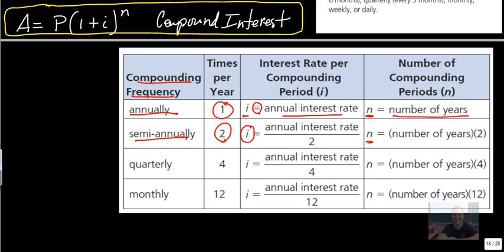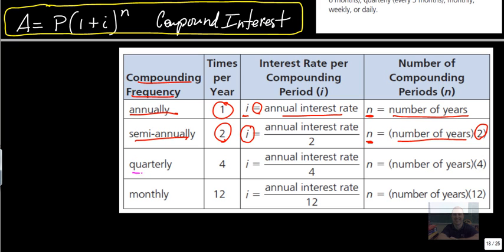And the number of compounding periods is 2 times per year, so the number of years times 2. So it's important for you to be able to calculate I and N. Super important. So that's what we're going over here.